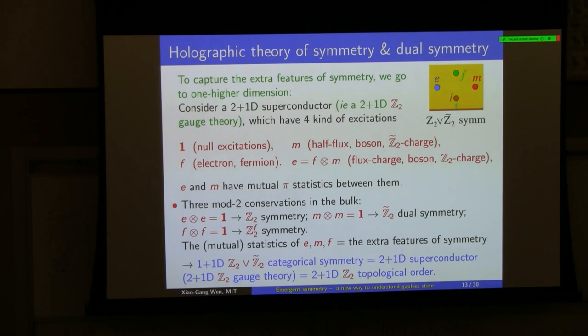So this really led to the holographic theory. This Z2 gauge theory, or this two-dimensional superconductor, is a more complete description of the symmetry and dual symmetry within the Ising model. So that led to this holographic theory for the symmetry.